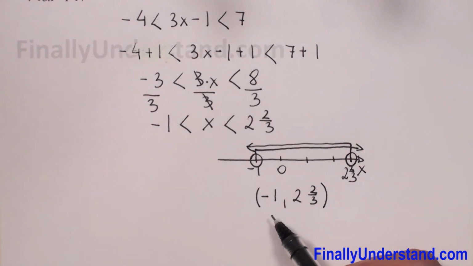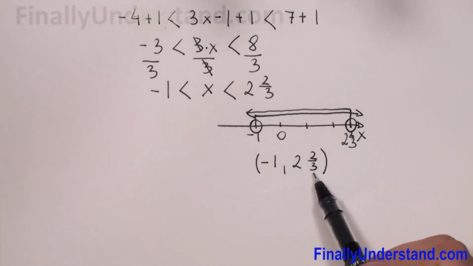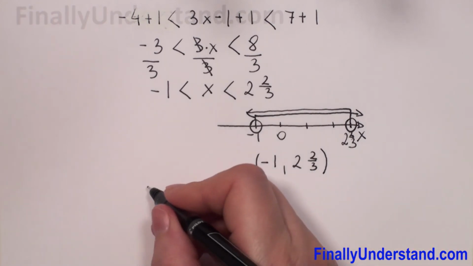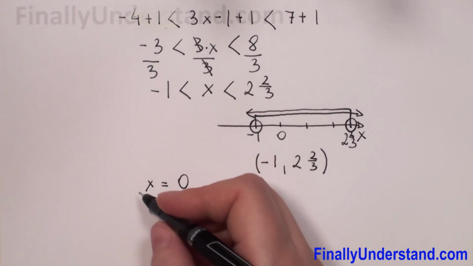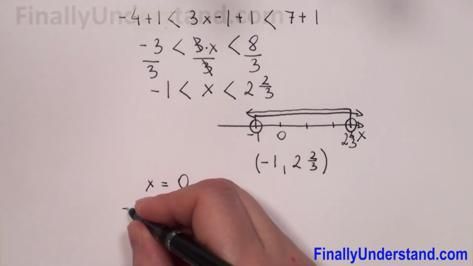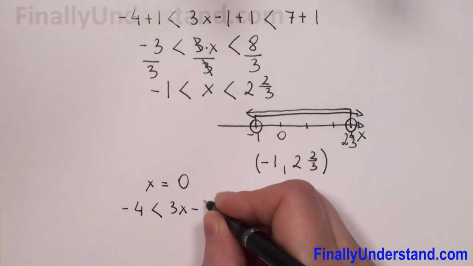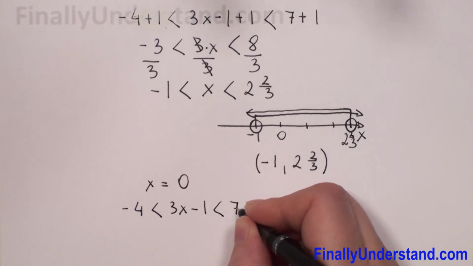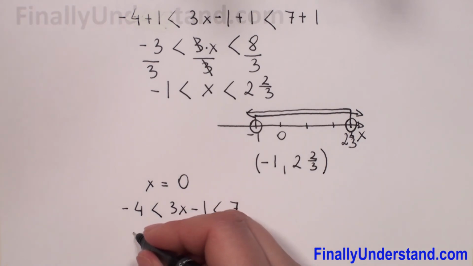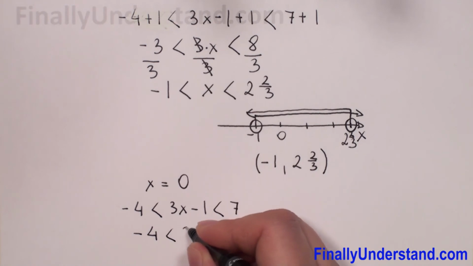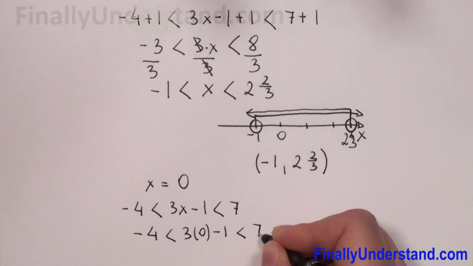Now we can check if the solution is correct. I have to choose one number from this interval. For example, x equals 0. Let me copy this inequality. I have negative 4 is less than 3x minus 1 is less than 7. Now I will replace x by 0. So I have negative 4 is less than 3 times 0 minus 1 is less than 7.